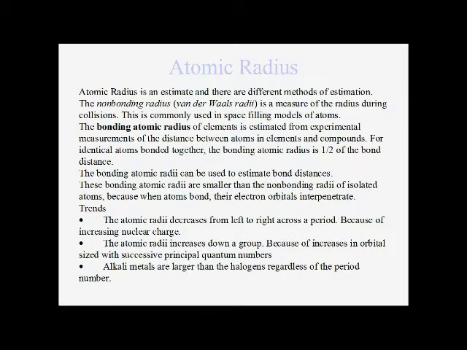So the area with the largest atomic radius is going to be the lower left part of the periodic table, and the area with the smallest atomic radius is going to be the upper right of the periodic table.